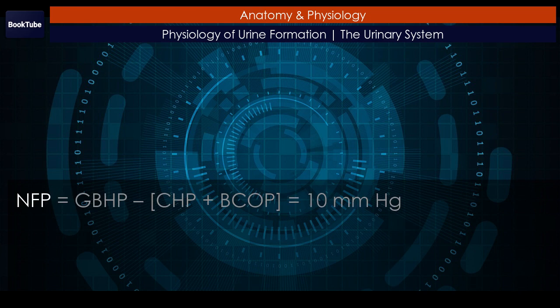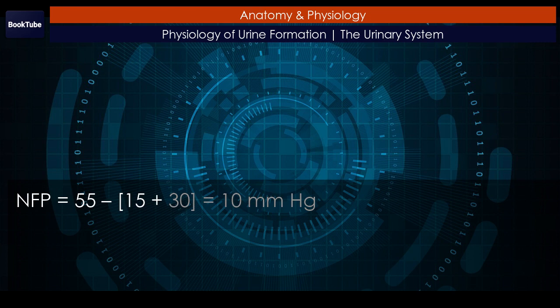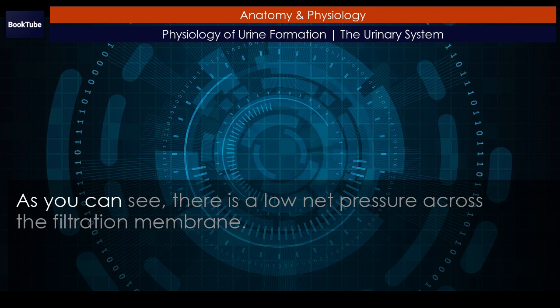That is, NFP equals GBHP minus CHP minus BCOP, equals 10 mm Hg. Or, NFP equals 55 minus 15 minus 30, equals 10 mm Hg. As you can see, there is a low net pressure across the filtration membrane.